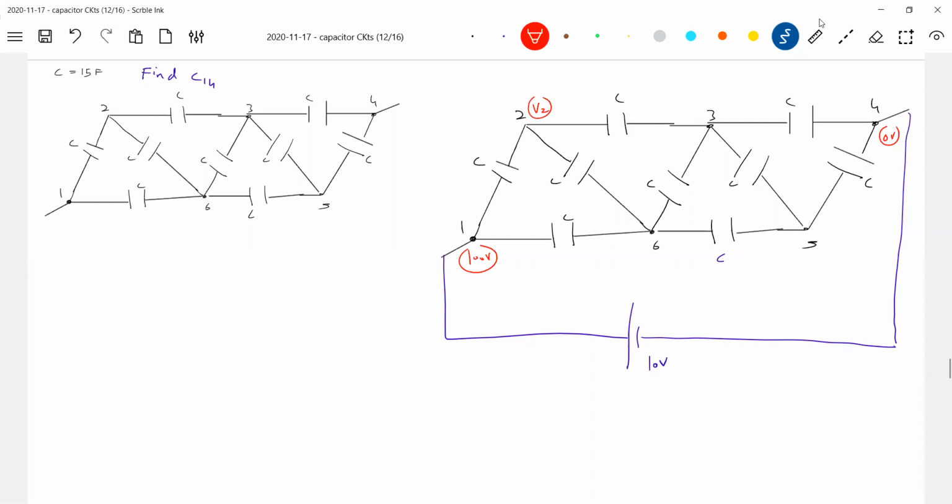This should be V2, this should be V3, V5, and V6. So how many unknowns are there? V2, V3, V5, V6. Getting that, we'll solve it. So now I'll begin like this. Let's write it at node 2, the yellow color node.